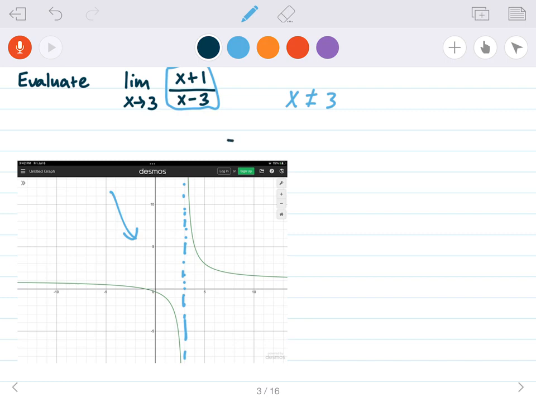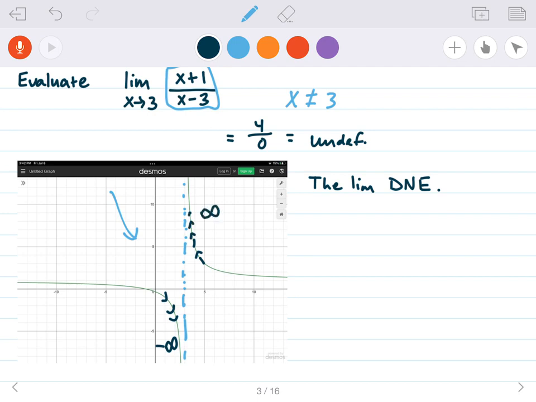If we plug in 3 for x, we end up getting 4 over 0, which is undefined. And so the limit does not exist. Now, how can we see this from the graph? If we're coming from the left, as we approach x equals 3, this thing goes to negative infinity, because it goes down forever. But if we approach x equals 3 from the right, we go to positive infinity. So in both cases, the limit does not exist here.